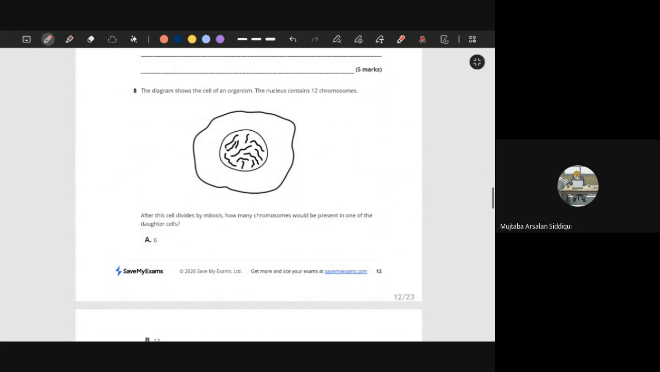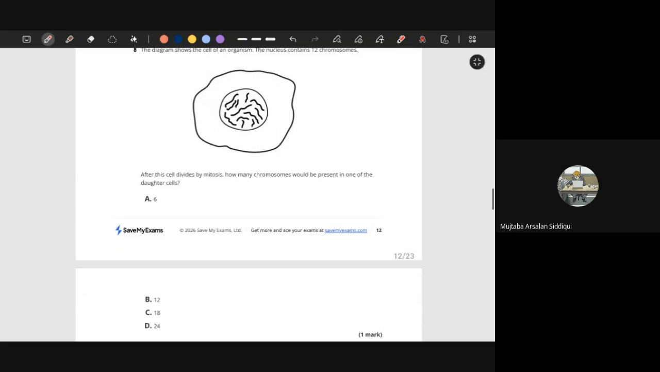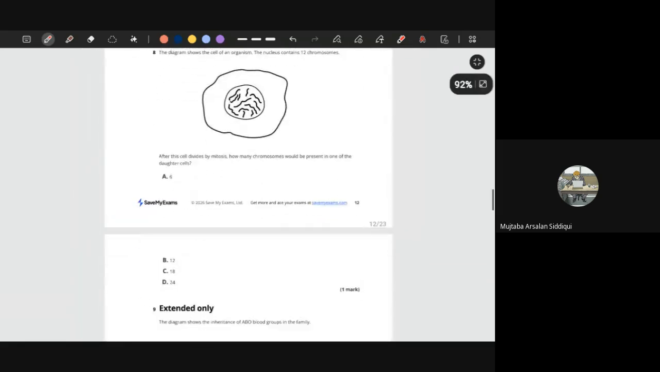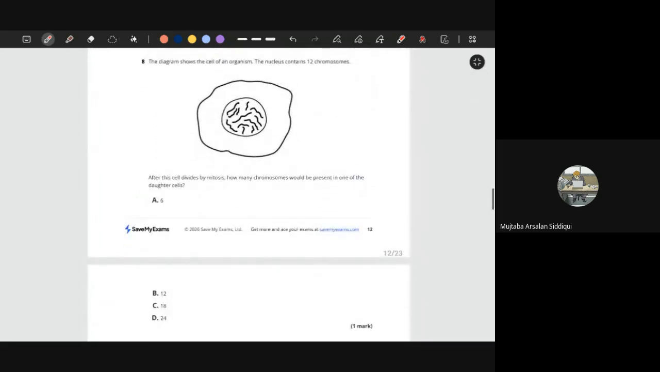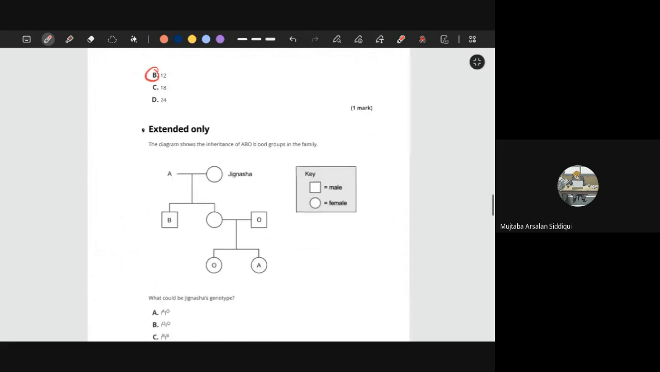The diagram shows the cell of an organism. It contains 12 chromosomes. After this cell divides by mitosis, how many chromosomes would be present in one of the daughter cells? So, what is your answer? That's just going to be B. Exactly. It's going to remain the same.